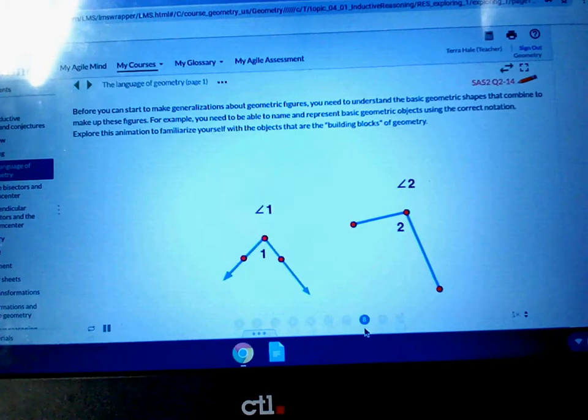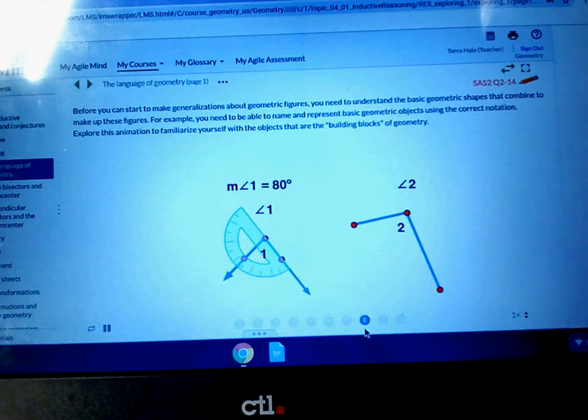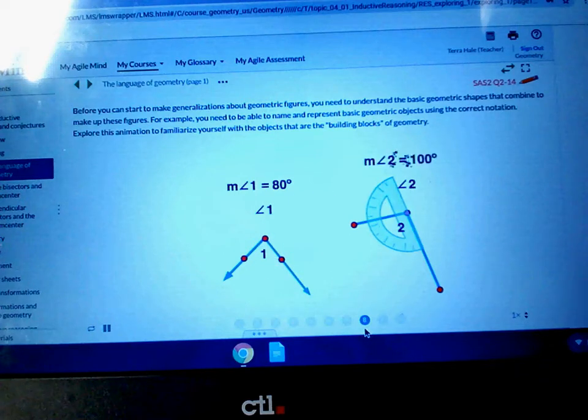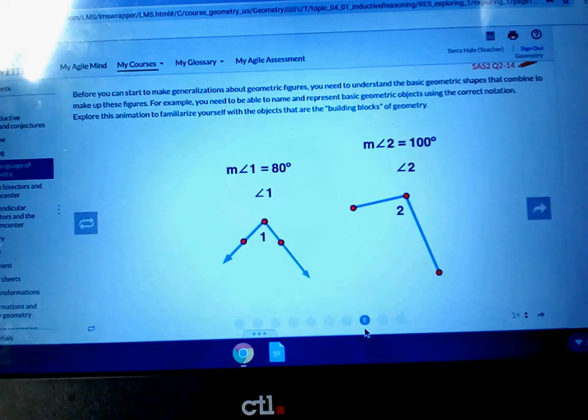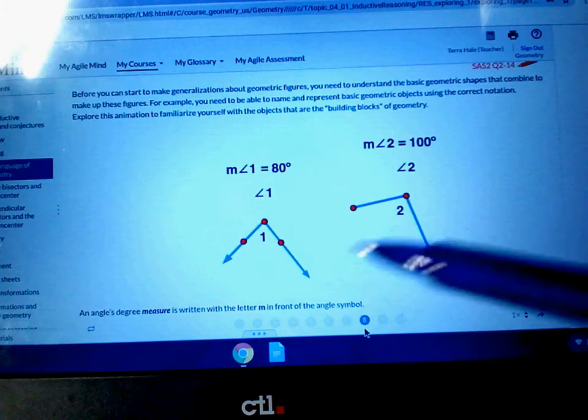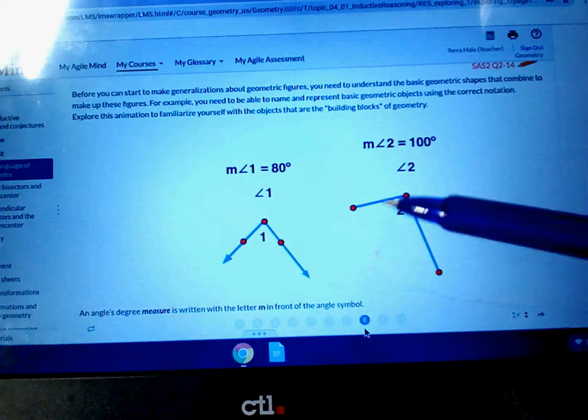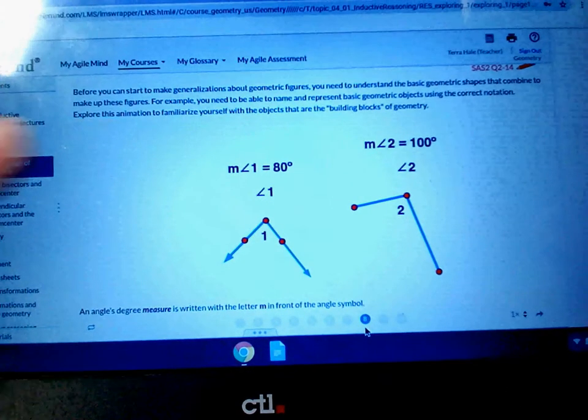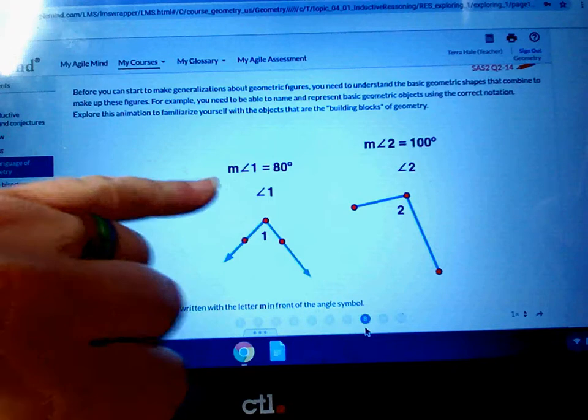Now, when we start looking at making generalizations about these figures, we need to be able to name and represent these objects using the correct notation. So we just learned how to name an angle. Now when we're talking about how much it measures, it has to look different. So no longer are we just going to say angle 1. We're going to put this little m in front, which means it's the measure of angle 1 that we're talking about.